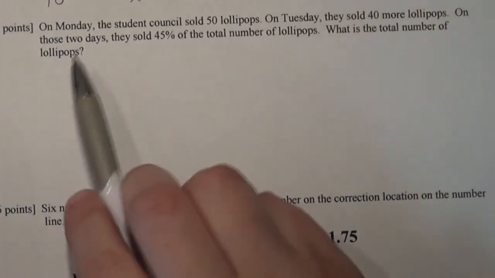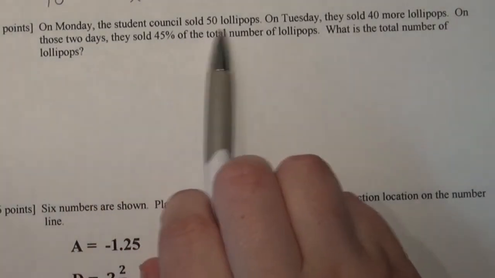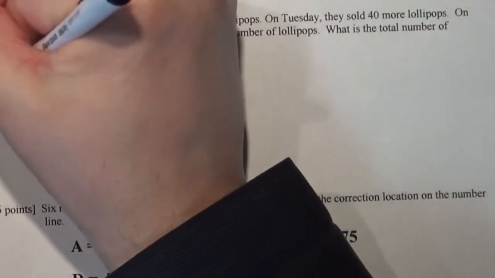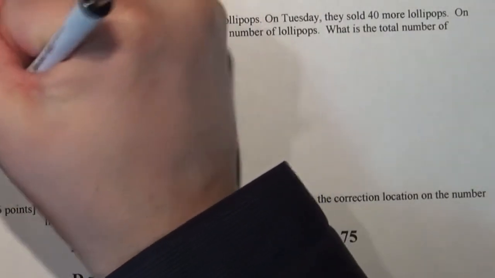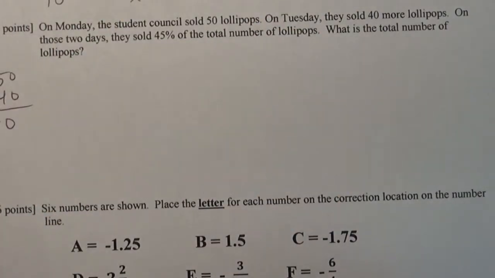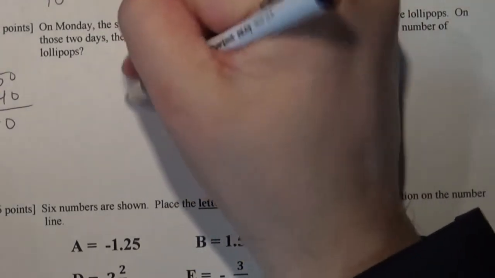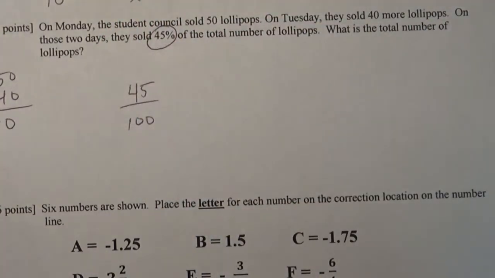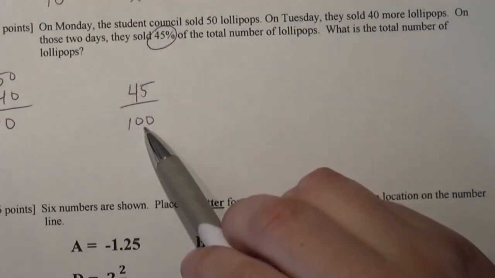So I know that they sold 50 on Monday. Tuesday, they sold 40. Okay, so 50 plus 40, that means that they sold 90 lollipops on those 2 days. 90 lollipops is going to be equal to 45% of the total amount of lollipops. So I know that the 45% can be written as 45 out of 100. 45 out of the total 100.